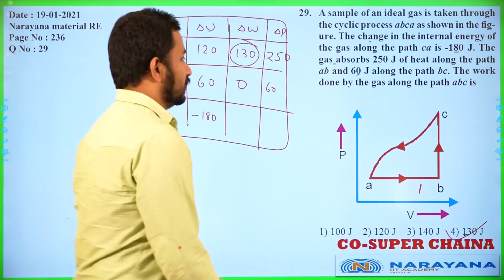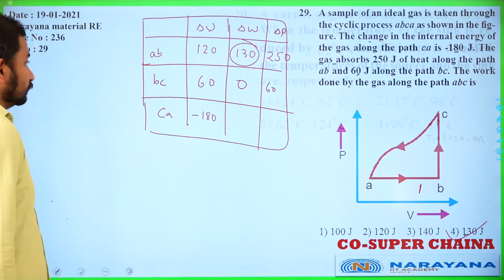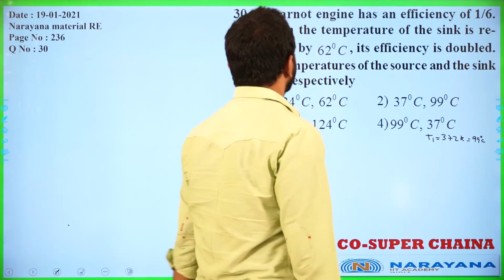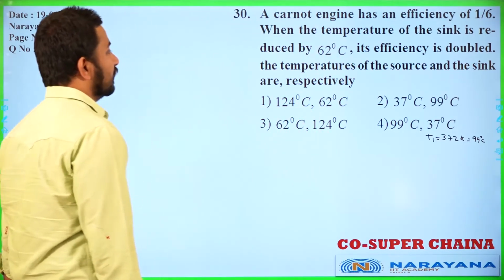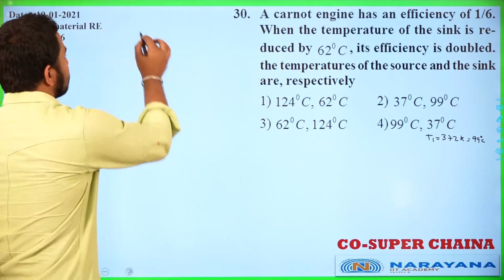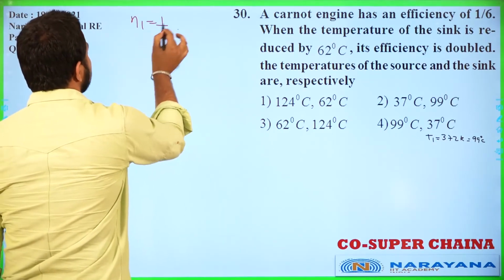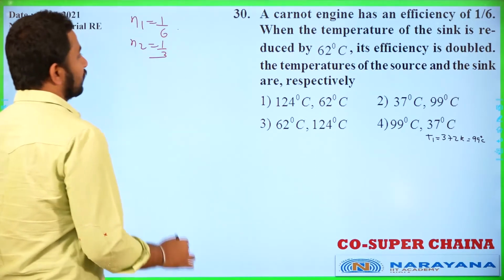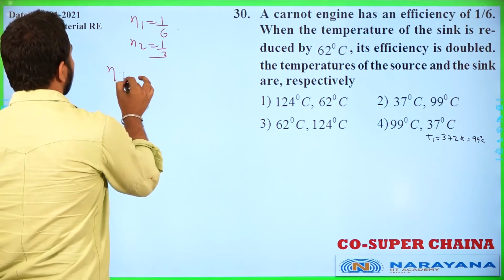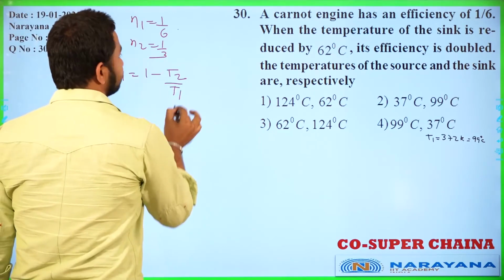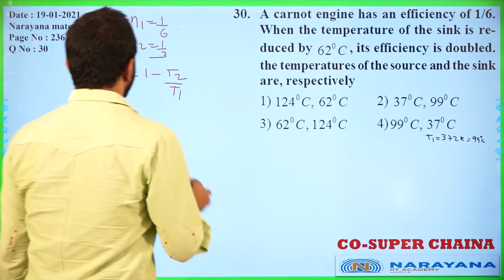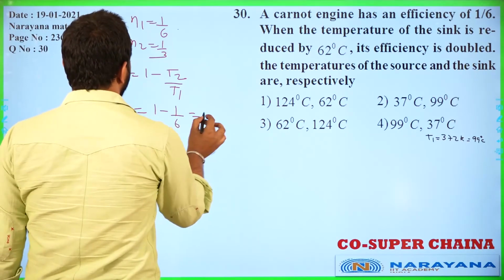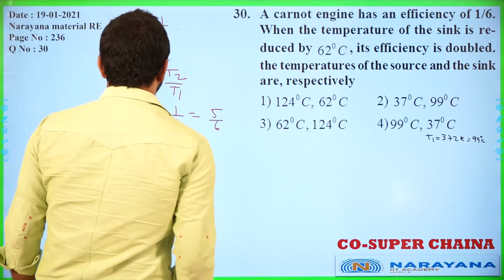Okay, so let's proceed to the next one. A Carnot engine has an efficiency of 1/6. When the temperature of the sink is reduced by 62 degrees, the efficiency is doubled. So the initial efficiency is 1/6. When it is doubled, the efficiency will be 2/6, that is 1/3. Now we know the efficiency formula, eta 1 is 1 minus T2 by T1. So T2 by T1 we can write as 1 minus 1/6, which comes as 5/6.